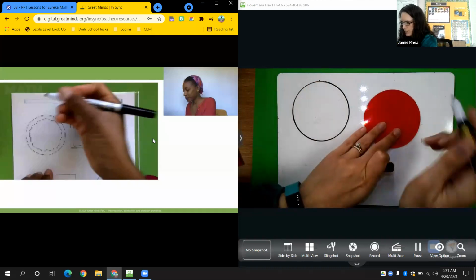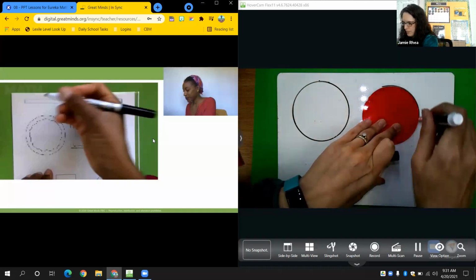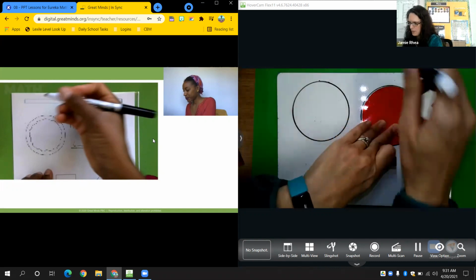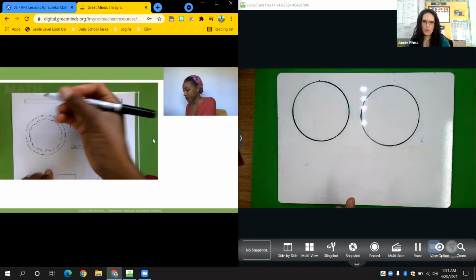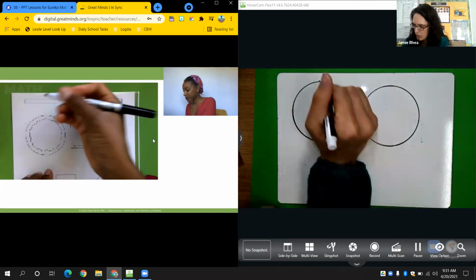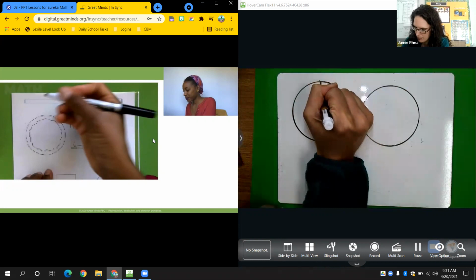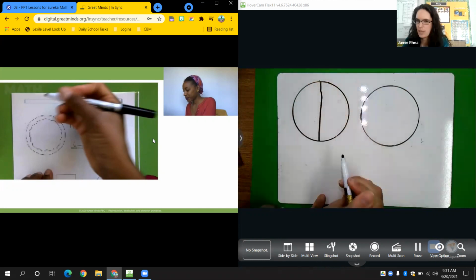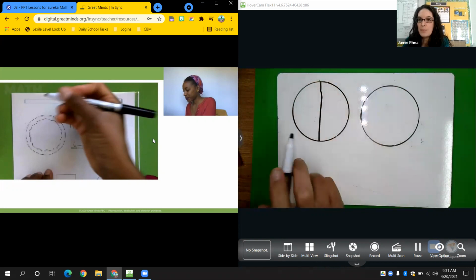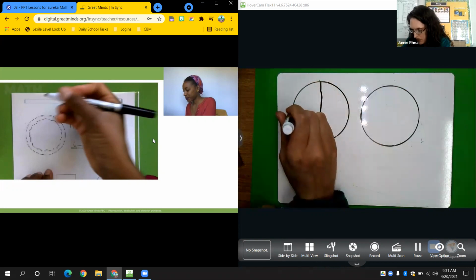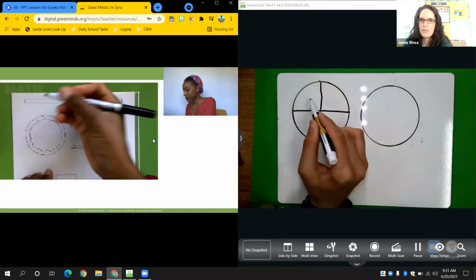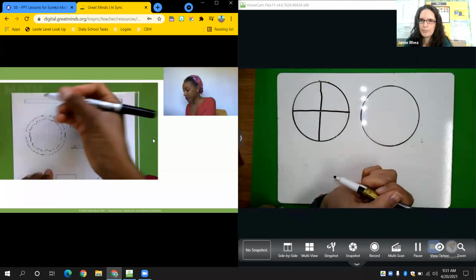Let's do 2 of them. Okay, so I want to draw these into fourths. So that's 4 equal parts. So the first thing I'm going to do is cut it in half. Okay, so now I have 2 equal parts, but then I need to make 4. So I'm going to draw another line, like this. Okay, now I have 4 equal parts.